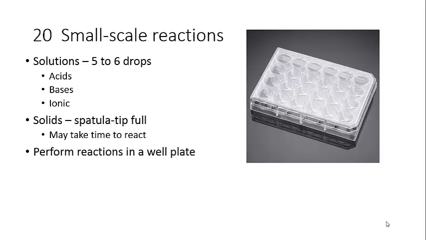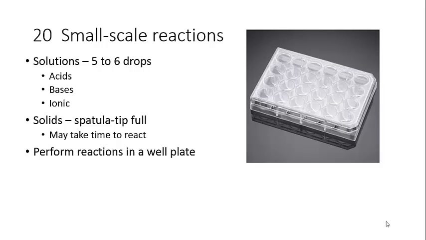We use something called a well plate, shown here, and you can see that it's a very small-scale reaction. We just use about 5 to 6 drops of our solutions, and we have acids, bases, and soluble ionic salts dissolved in water, and we also have some solids that we'll be reacting with. So we just add about 5 to 6 drops. This is just in general. It's usually enough to see the reaction. If you need to use a little bit more, feel free to use a little bit more.